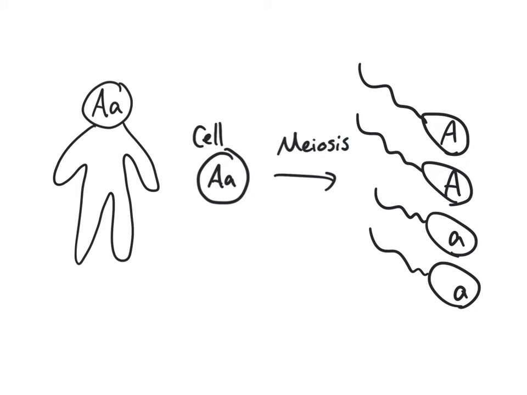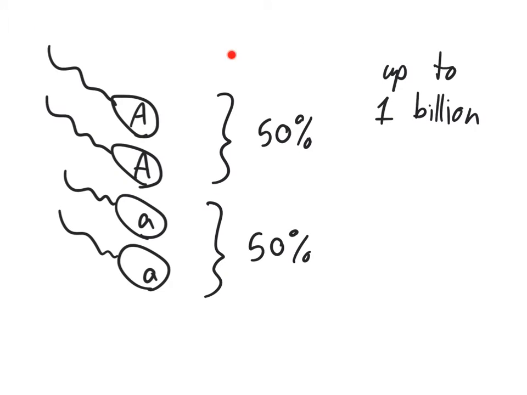Through the process of meiosis, four different kinds are made, and they are two big A's and two little a's. So again, we have 50% big A, 50% little a, and at any given time, there are up to 1 billion sperm cells, and so when you get up to a high number like that, the chances of big A are right around 50%. The chances of little a are right around 50%. So a coin flip is a very good analogy for doing genetics.